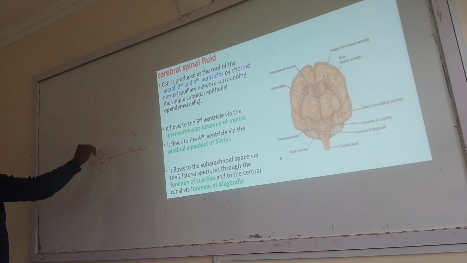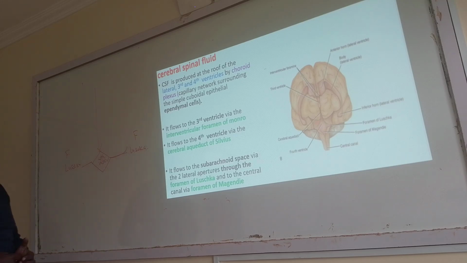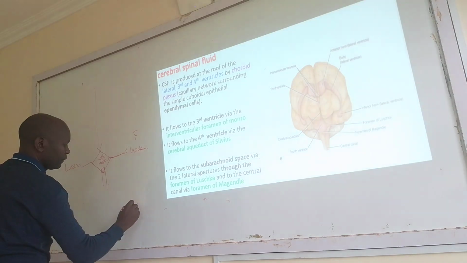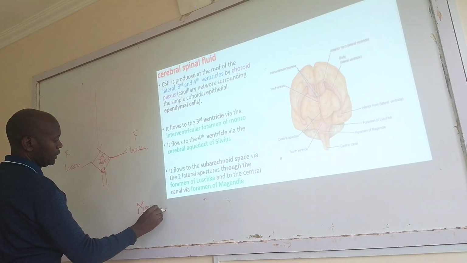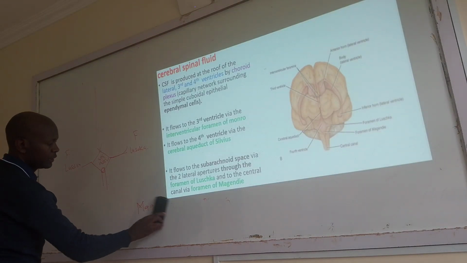So when CSF comes into the fourth ventricle, it has some options. The first option, it gets reabsorbed back into the subarachnoid space by the arachnoid granulations, or it can trickle down into the central canal of the spinal cord through another foramen here, which we refer to as the foramen of Magendie. Foramen of Magendie, written like this. So that is how it ends up circulating.